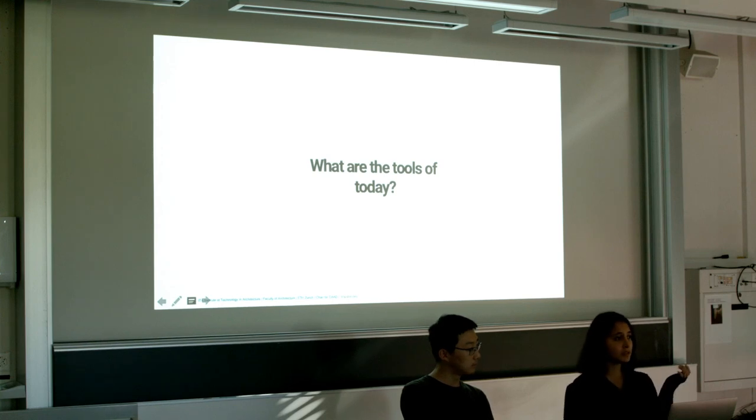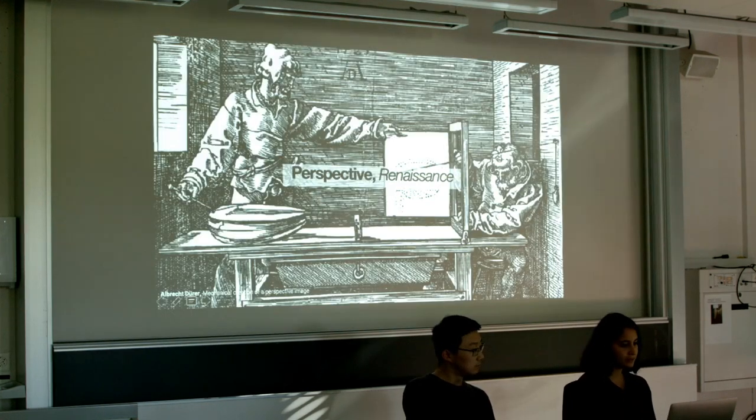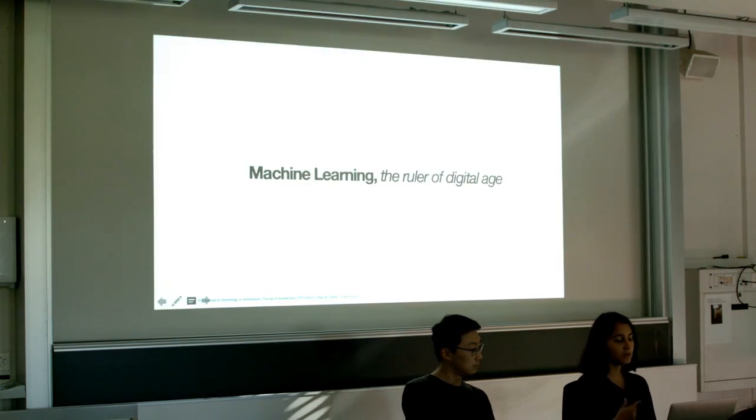So then I ask, what are the tools of today? If we go back to Eratosthenes and the Greeks, we know that the tools for representing or rendering these models were the ruler and the compass. In the Renaissance, the tool was perspective. Then what is the tool that we have to use now to create this model? We argue it is machine learning. So we call it the ruler of the digital age. I gave you some examples from cartography to architecture, and I'm telling you what we think is the tool.